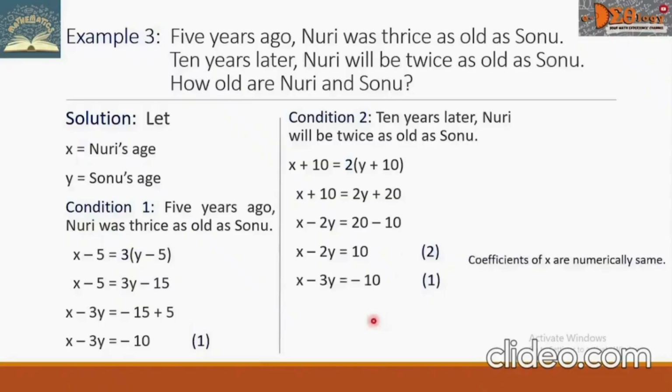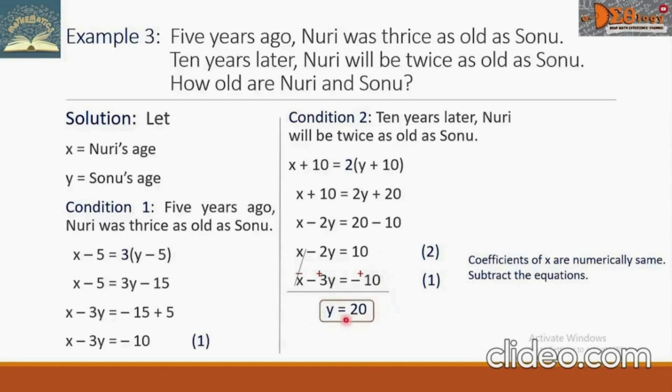Now we can see that coefficients of x are numerically same. We can subtract the equations. In doing so, we need to change the sign of the terms of the second equation. X becomes negative, negative 3y becomes positive, negative 10 becomes positive. Then we add. X plus negative x will cancel out. Negative 2y plus 3y is y. 10 plus 10 is 20.